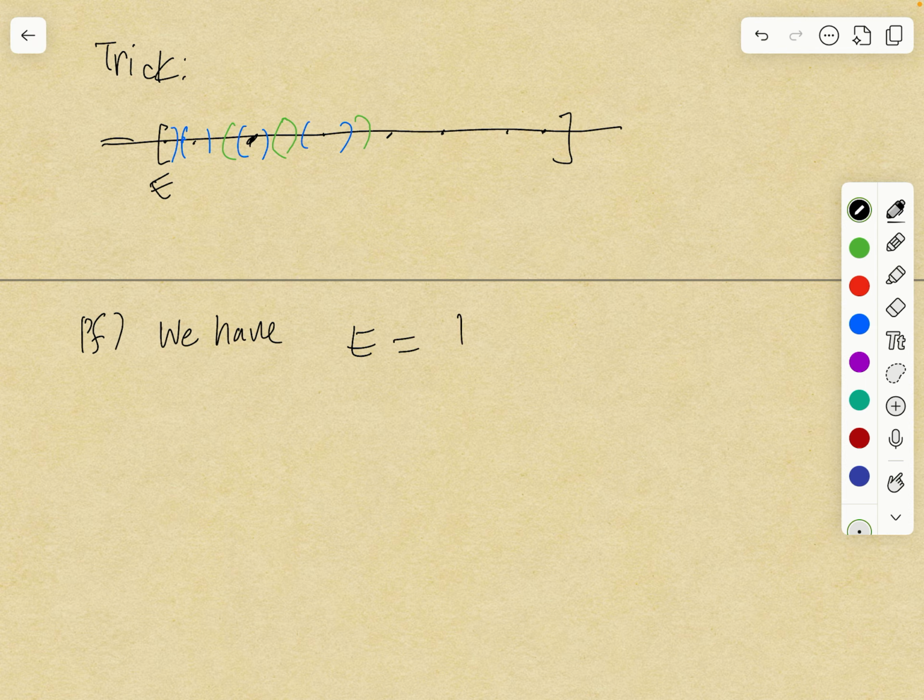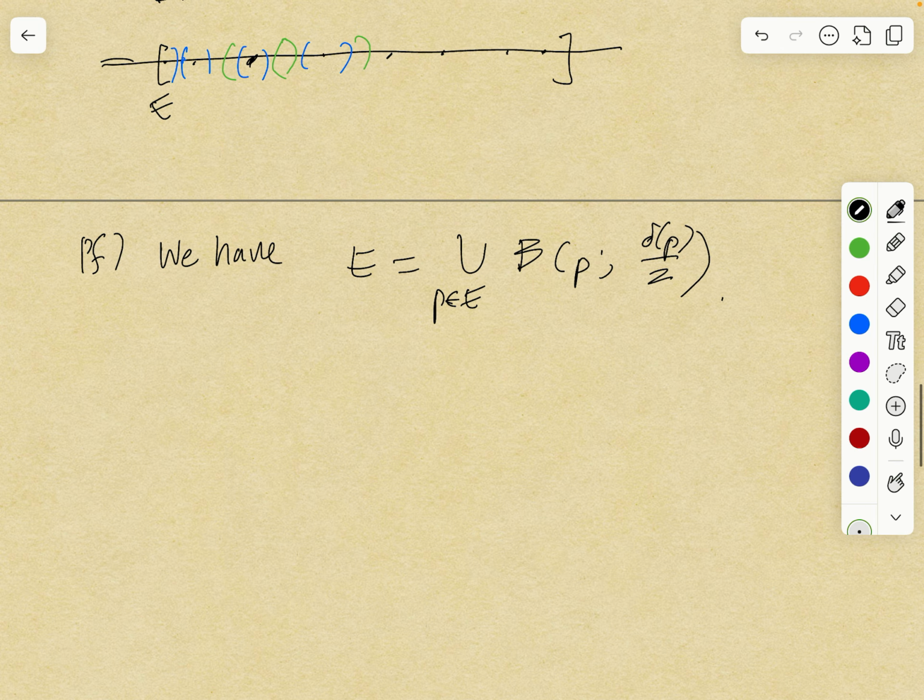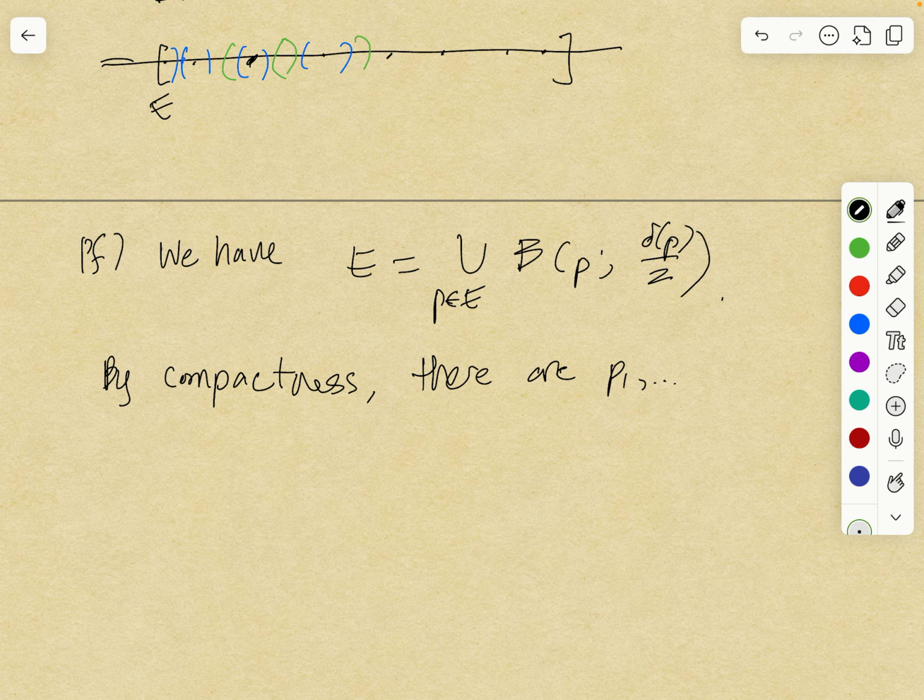So we have E is the union over all P in E of the ball centered at P of radius delta of P over 2. And that's certainly true because we took an open ball centered at each P, so E is the union of this. So now we apply compactness. So by compactness, there is a finite union. So there are P1 to Pk such that E is the union of this finite number of balls.